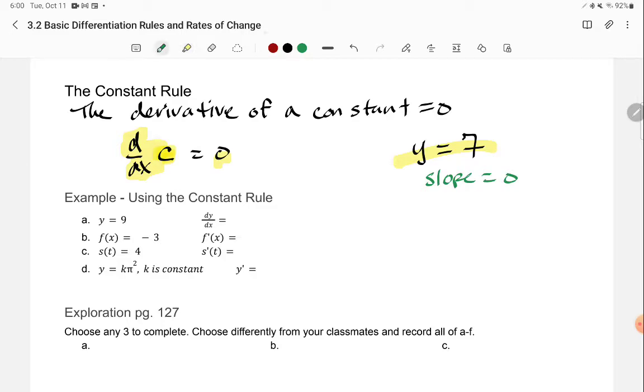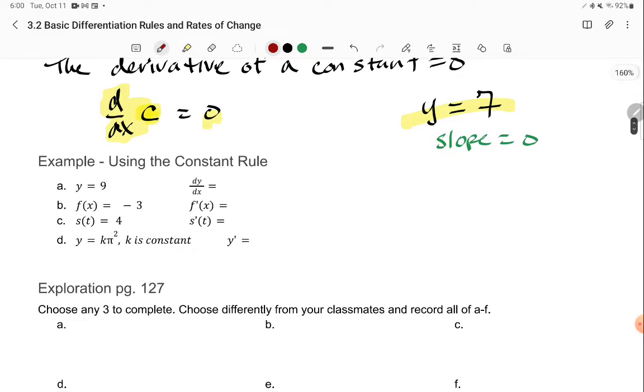Let's look just below here. On the right side, these are all different ways to show the derivative. So remember, it's the slope at a point. On all of these, since they're all constants, 9, -3, 4, and even down here, pi is a constant, okay? And then also we're told that k is a constant, so the derivative of that is also 0.